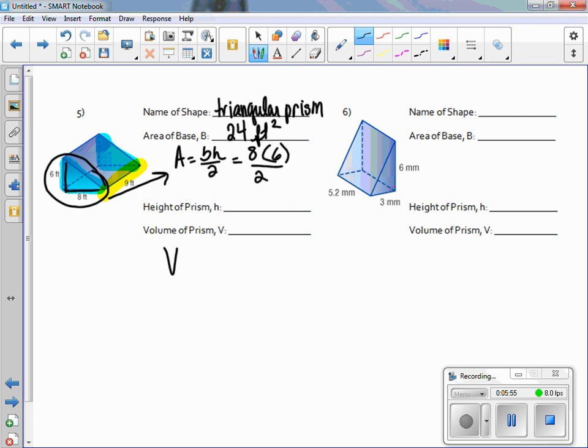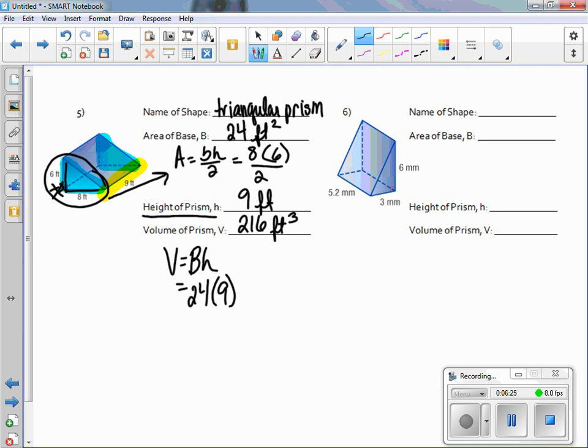The height of the prism is 9. It's highlighted in yellow. And volume equals big B times H. So that's going to be 24 times 9, which gives me 216 feet cubed. Now again, it is very important that you follow these steps every time, because it's very easy to get the height of the prism and the height of the triangle mixed up. This is not the height of the prism. That's the height of the triangle. So this is where your highlighting comes in handy.